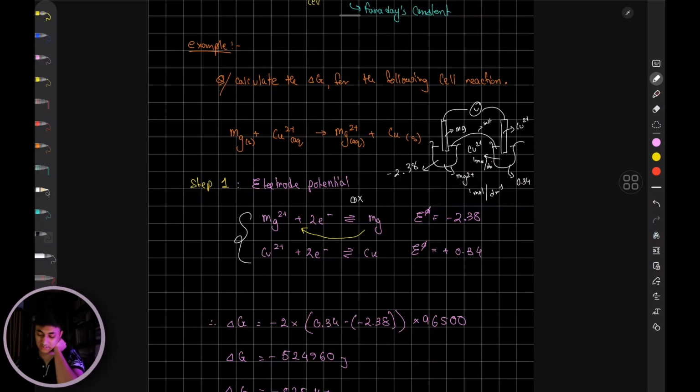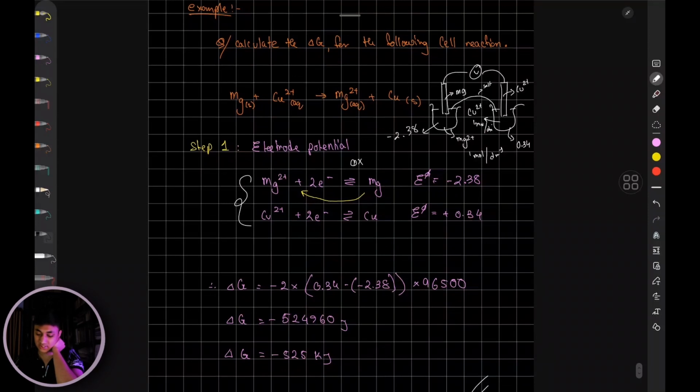So what do we do in this case? We know the transfer of electrons to be two electrons. Next, find your cell potential. So find your cell potential, that is going to be, as mentioned, 0.34 plus 2.38, right? And that is going to give you whatever that is going to give you. So 0.34 plus 2.38, what is it? 2.72, I believe. So this is going to give you 2.72.